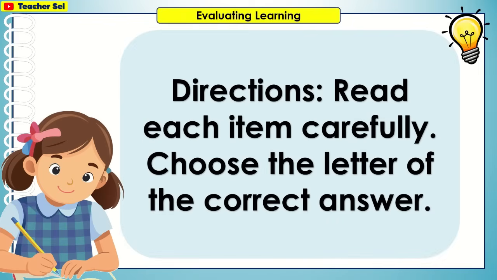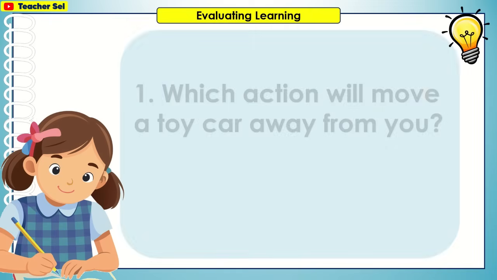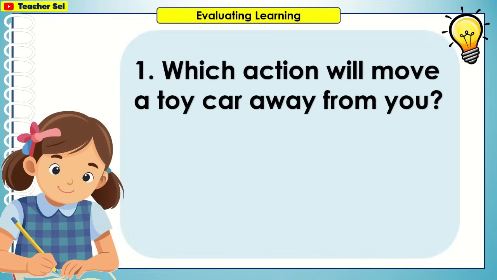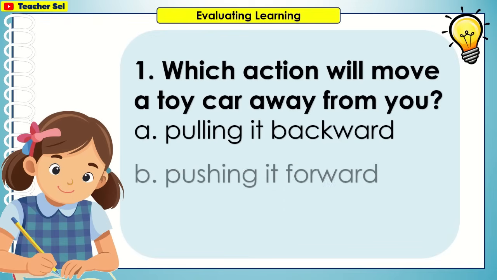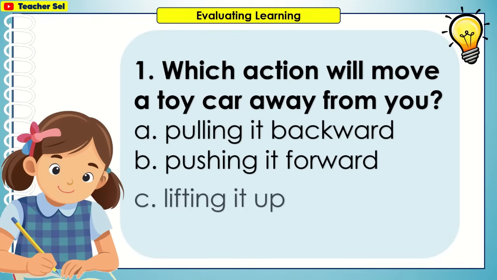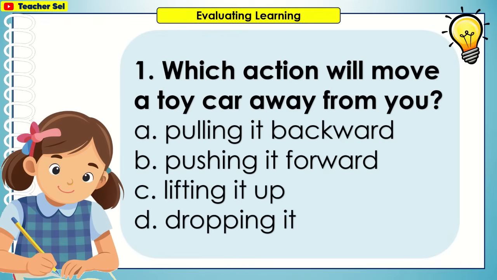Read each item carefully. Choose the letter of the correct answer. Which action will move a toy car away from you? A. Pulling it backward. B. Pushing it forward. C. Lifting it up. D. Dropping it. The answer is B. Pushing it forward.